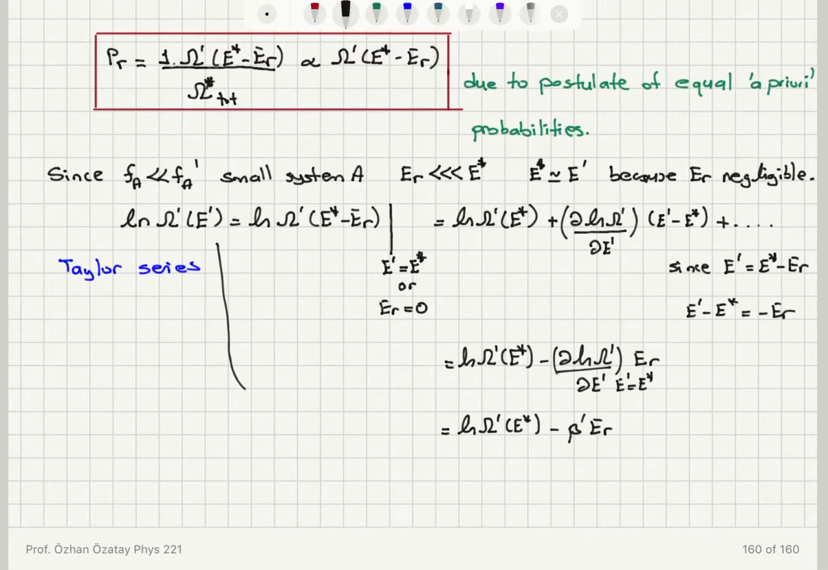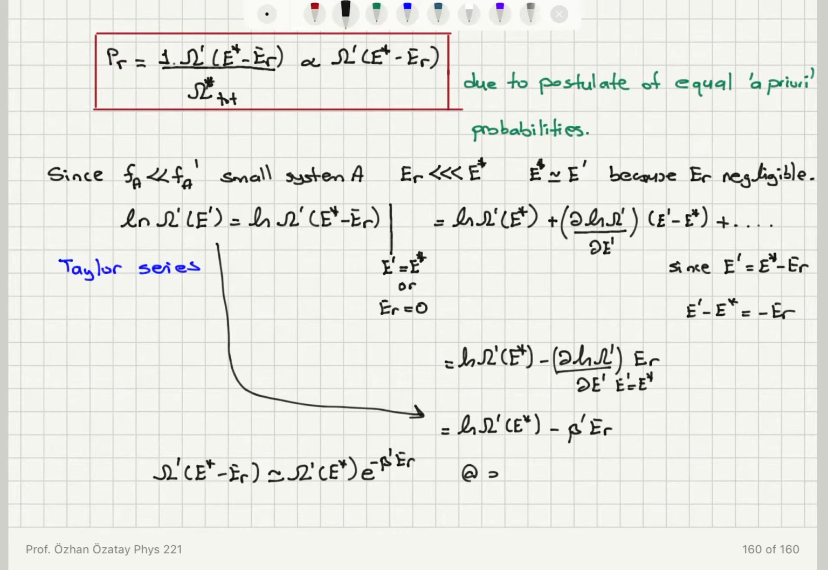And therefore, I find that omega prime, so this is basically equal to that. So omega prime E star minus E sub r is approximately equal to omega prime. So if you take the exponential, you will get omega prime E star e to the minus beta prime E sub r. So it's exponential to natural logarithm omega minus beta prime ER, exponential and natural logarithm basically disappear. So it just gives me omega prime E star multiplied by exponential minus beta prime ER.